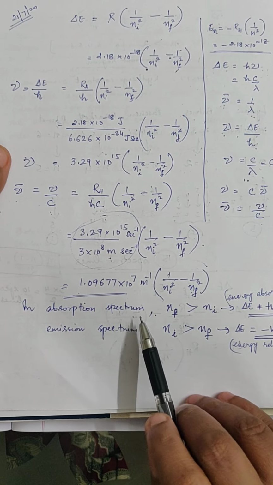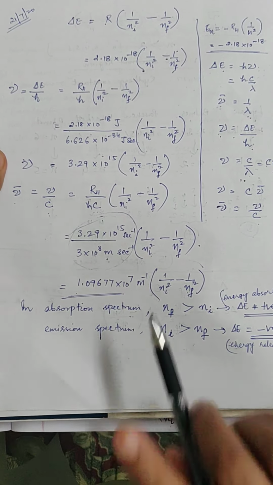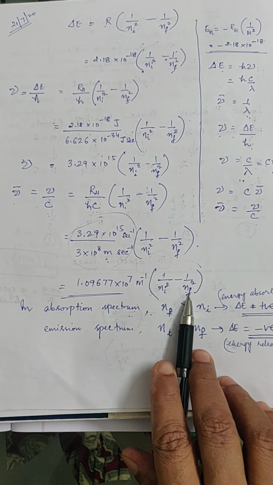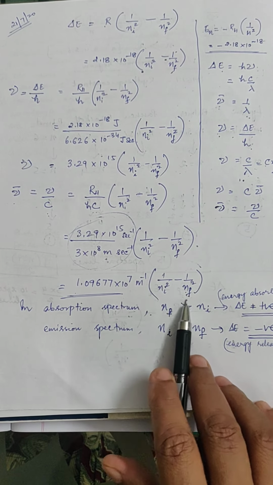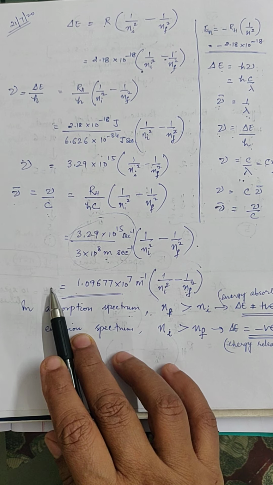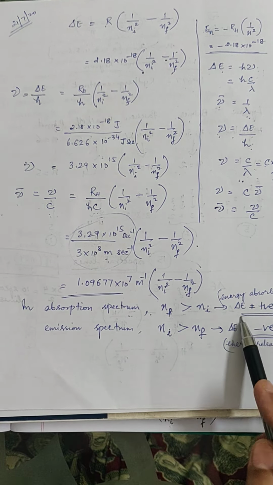Supposing if it is an absorption spectrum, during absorption what happens? Electron goes from a lower level to a higher level. So n final will be greater than n initial. So in that case what will happen? So this is your relation. So n final is greater than n initial. So if this is greater, so this whole thing will be lesser. So your delta E or whatever value you are finding out for change in energy, that will be positive. So if delta E comes out to be positive, that shows it is an absorption spectrum.